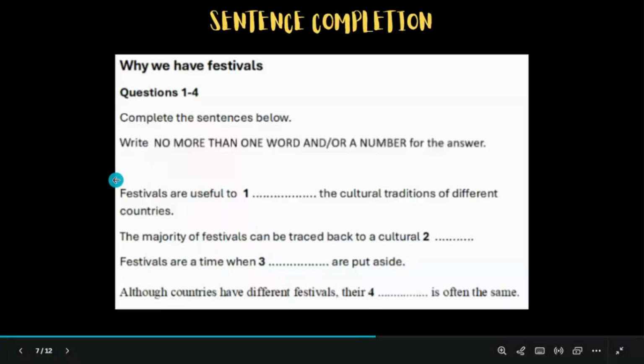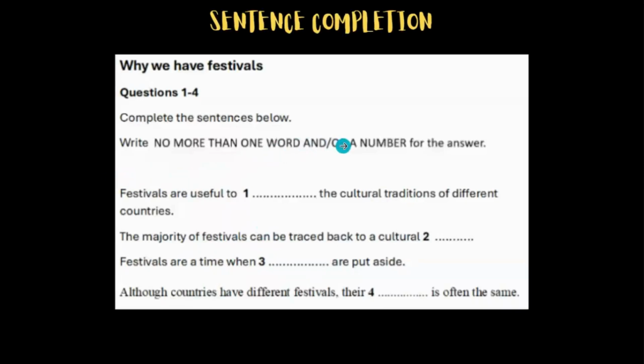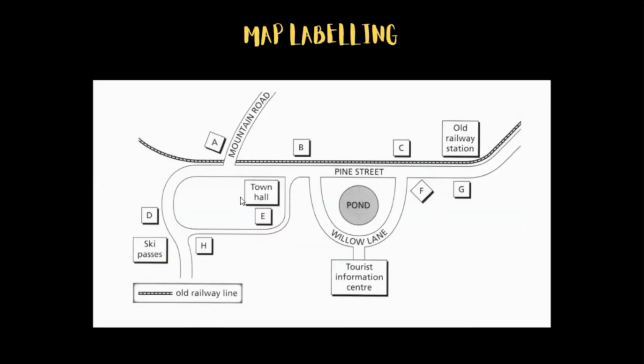Next is sentence completion. This is similar to form completion as well. You just have to use the number of words instructed in the question, no more than one word or a number. So after you do this, you're going to fill up the sentence, and you're going to read it as well. If it does make sense, then you can think that your answer is correct. And obviously the answers have to be correct spelling-wise as well.